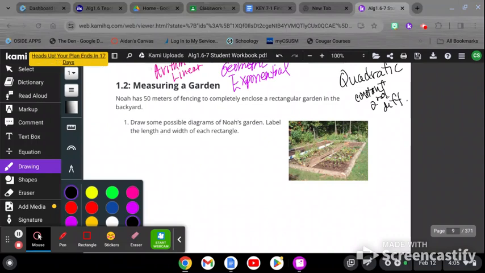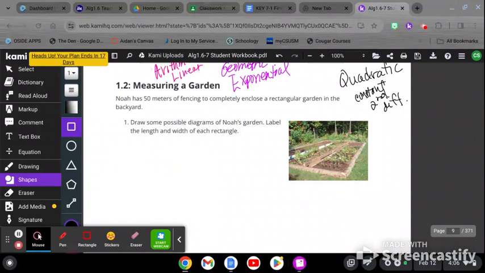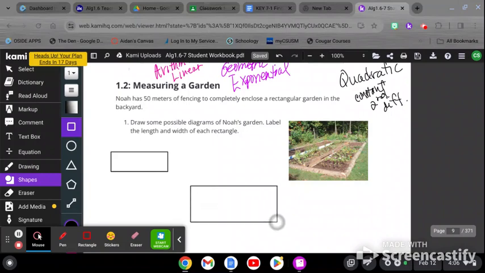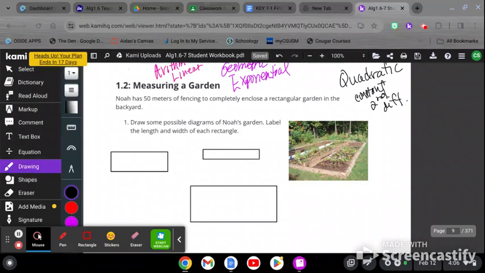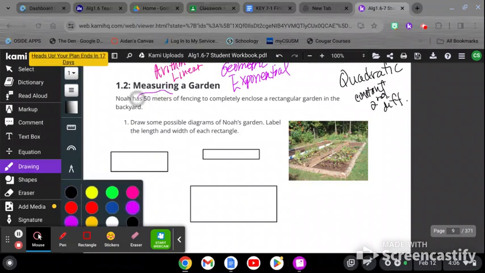Next, we're going to be measuring a garden. Noah has 50 meters of fencing to completely enclose a rectangular garden in the backyard. Draw some possible diagrams of Noah's garden. So over here, we're going to draw one size rectangle, another size rectangle, another size rectangle. And we're going to start to think about what could the dimensions be if we have 50 meters of fencing.